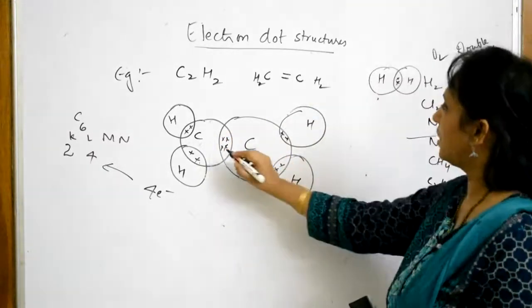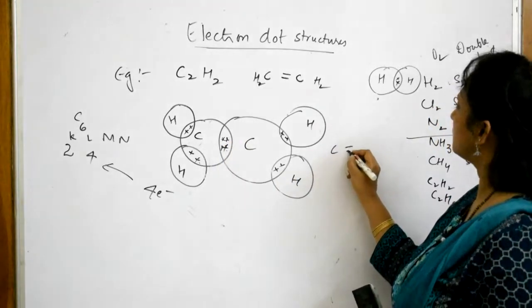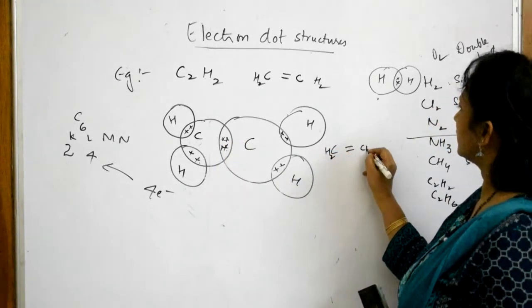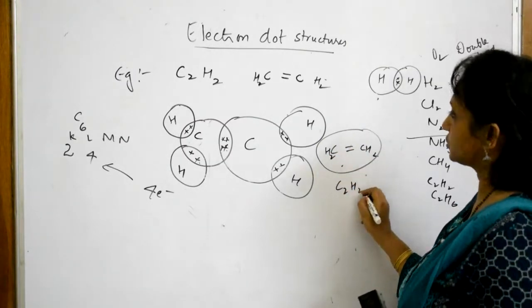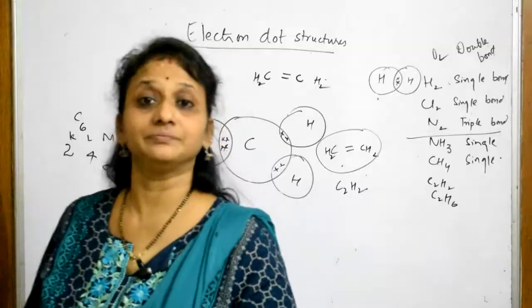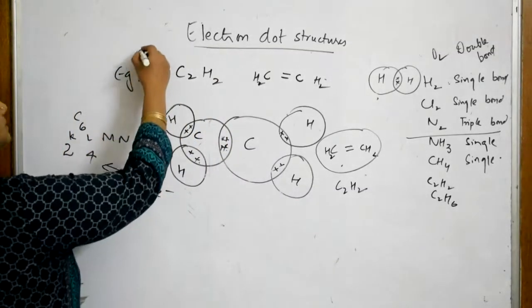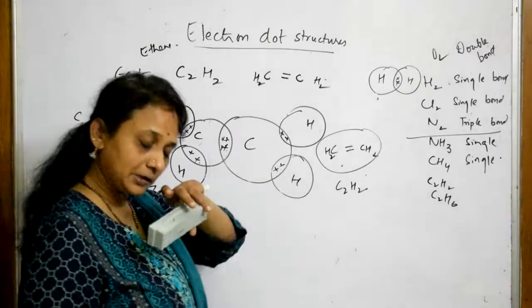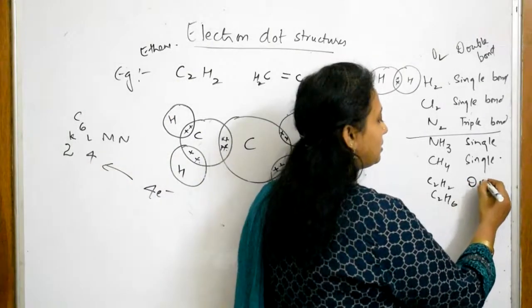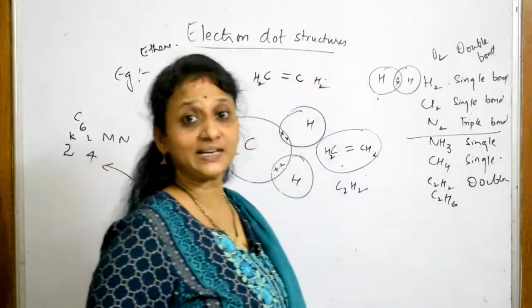Simple. How many bonds are there now? C double bond C, H2, H2. See here, same thing I have got. The formula is C2H4. Ethene. Let us write. This is nothing but ethene. Now, what is the type of bond here in ethene? It is double bond.